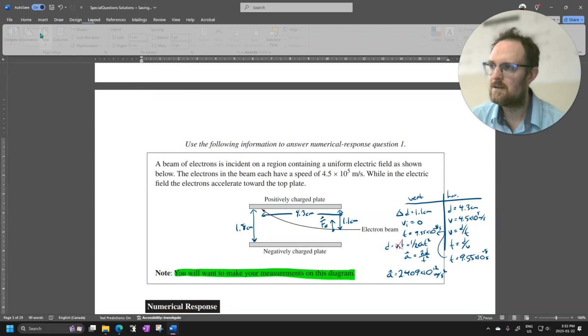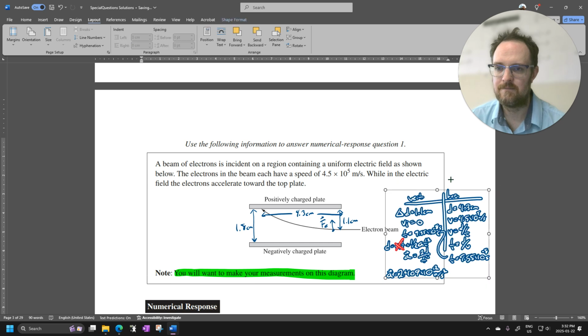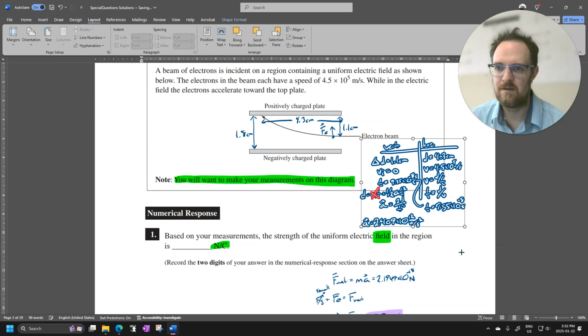And I could have put this stuff here in a different area too, right? Yeah, a little bit nicer. Right about there. Yeah.